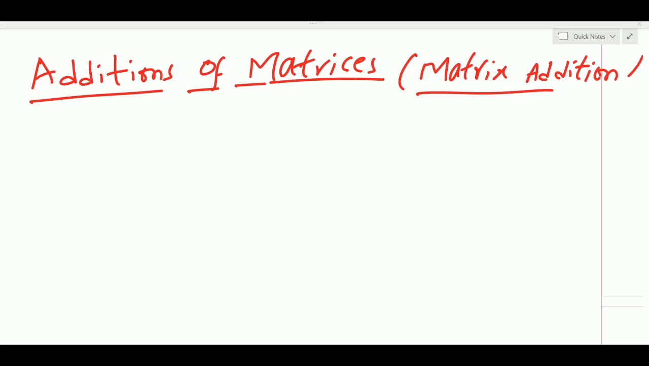Now discuss the addition of matrices. That is also called matrix addition. When matrices are ready to add, how can you add them? How can you obtain it? We will discuss now.